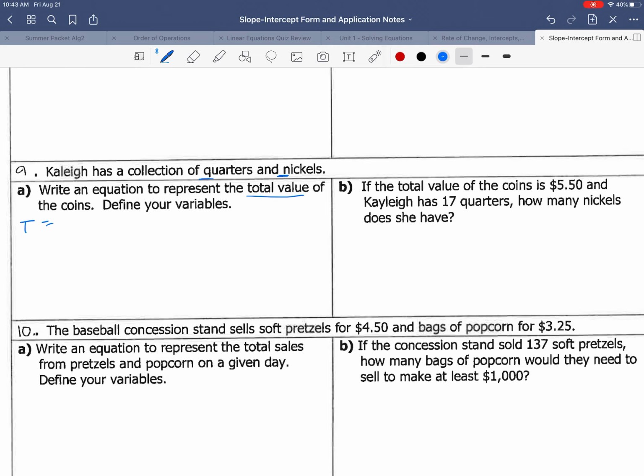So we're going to say T is the total value, the total amount of money that we have. Q is the number of quarters that we have. N is the number of nickels that we have. So our equation is going to be T, the total money, equals, we know a quarter is worth 25 cents, so 0.25Q, 25 cents for every quarter, plus we know a nickel is worth 5 cents, so 0.05N, 5 cents for every nickel.